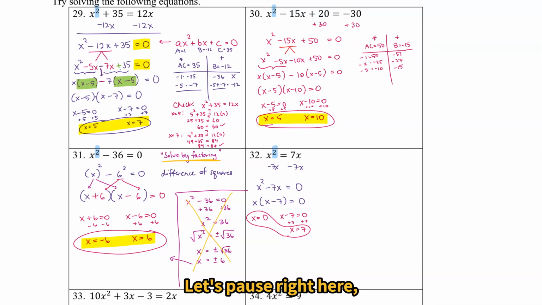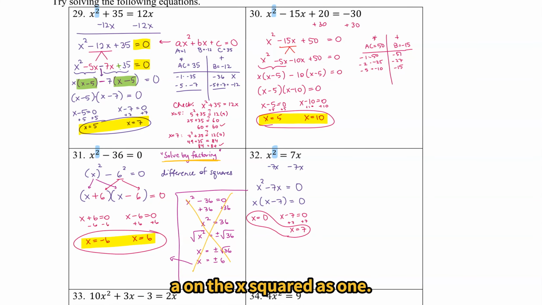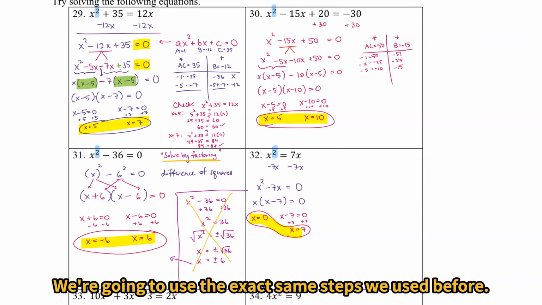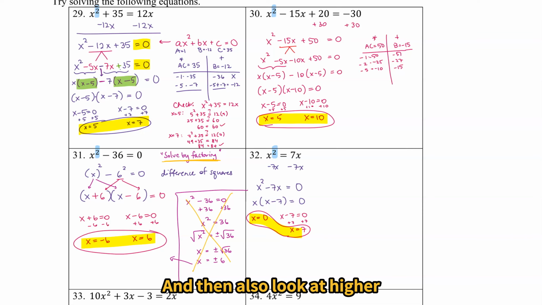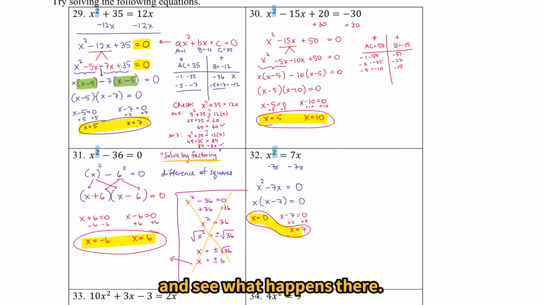Let's pause right here. Since these examples all have my coefficient a on the x squared as 1, we practiced that a lot. We found our 2 answers every time. In the next lesson, we'll look at what if a is not 1. We're going to use the exact same steps we've used before. And then also look at higher degrees for our polynomial equations and see what happens there.